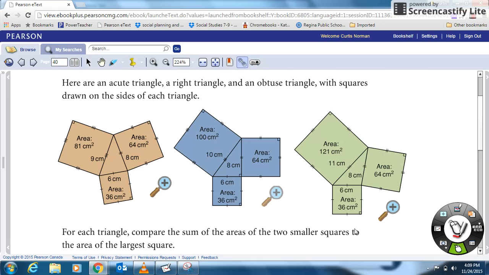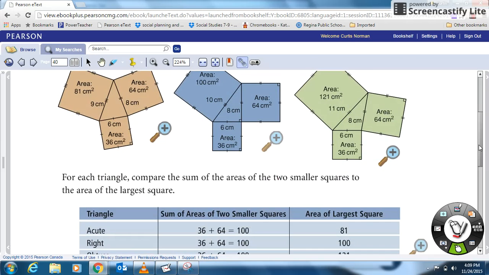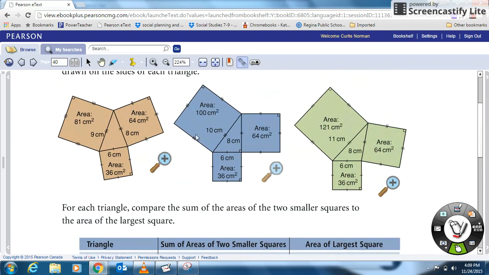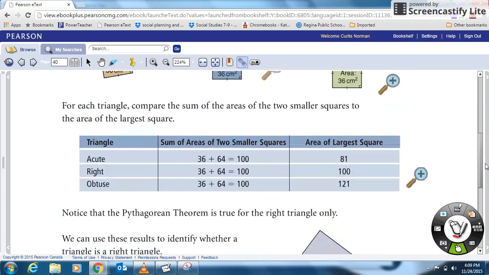Well, let's look over here at the green example. Base of 6 centimeters, another leg of 8 centimeters, and then the hypotenuse is 11 centimeters. So 36 plus 64 we know is 100. In this case, the green area is 121, so it's actually more than 100. So this would not be an example of a right triangle. Check this out. As I scroll down, they have taken the area of the longest side, in this case 81, 100, and 121, and put it in this little chart here.